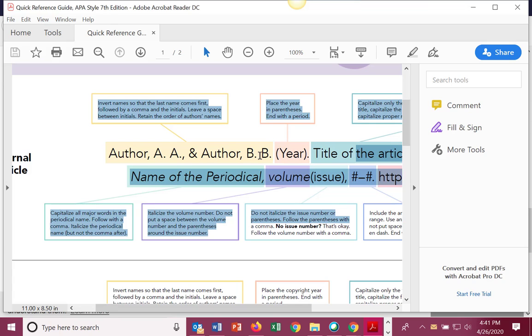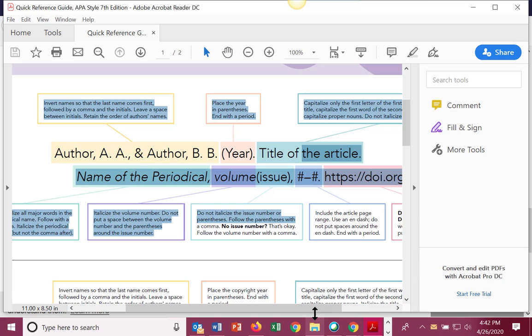You do not alphabetize them, because usually the order indicates who did the most work sometimes, or sometimes it's given to the most preferential person in the group to get the article published. So please keep the author's names the same. And again, the year of publication goes in parentheses followed by a period.